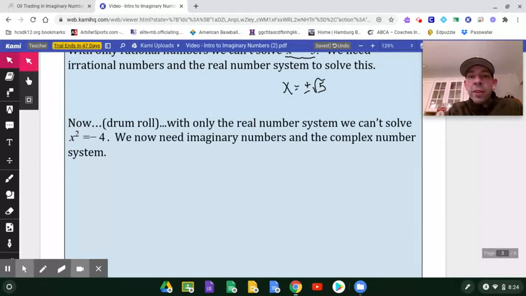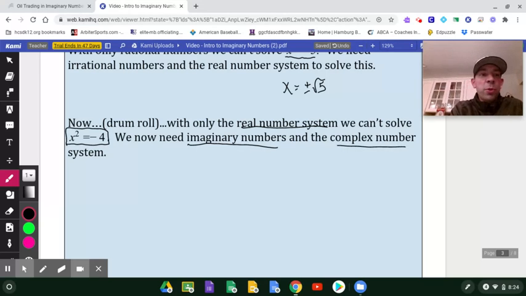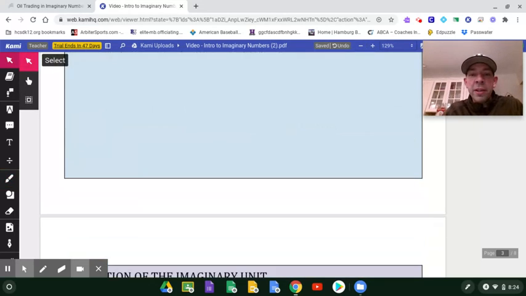If we're only working within the real number system, which is what we've been working with up to this point in our career, we can't solve this equation right here, x squared equals -4, because there's not a real number that you can square and get -4 as the answer. So we had to create the imaginary numbers in the complex number system, and that's what we're hopefully going to be able to do by the end of this video.